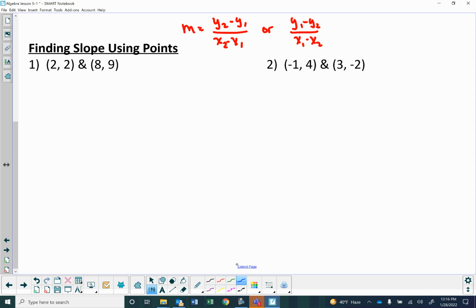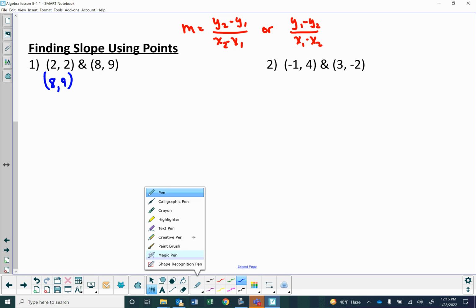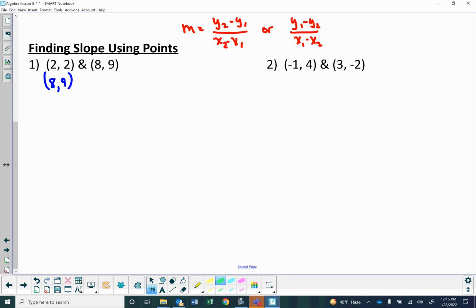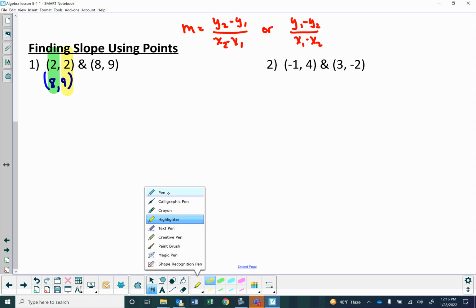Now, the easiest way to make sure that you're taking x values with x values and y values with y values is to line up your points. I've given you these horizontally, but I'm going to rewrite them vertically, like this. So now, my x values line up with my x values. Here are my x values, and here are my y values. So I can line them up when I go to use the formula.